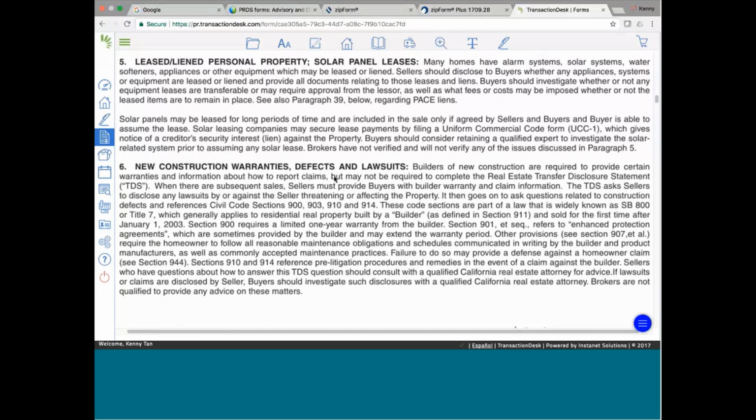Under how many situations are transfer disclosure statements not required? New homes, probate sale, bank-owned property, and trust sale. These type of transactions do not require transfer disclosure statement. Usually if your bank owns the property, they are not required to give you a transfer disclosure statement.